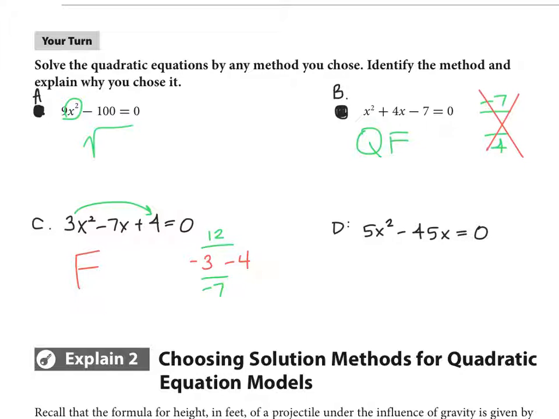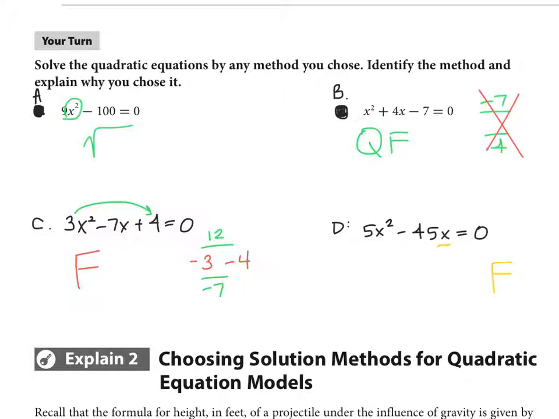And then D, sometimes people think because it's got two terms that it should be square root, but notice this has an x in it. So this is actually factoring, however you want to do that. We've talked about how we should take a GCF out, and notice that on this one, I am going to talk through this one for a second.